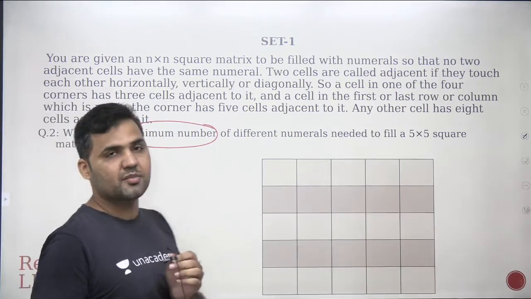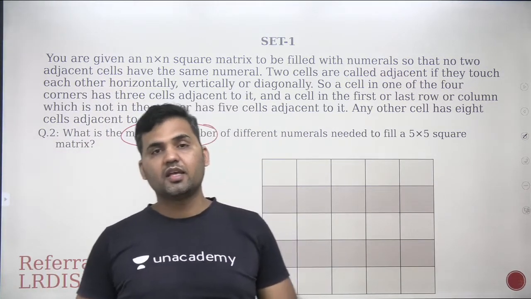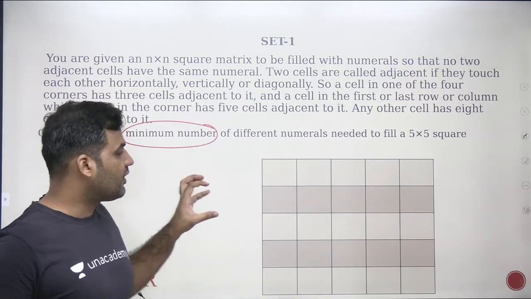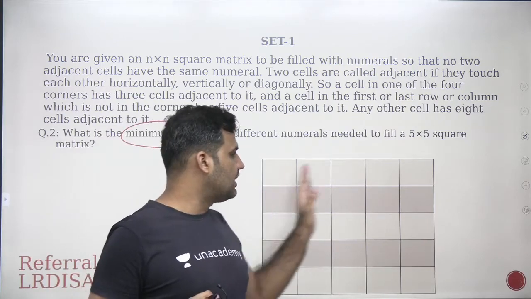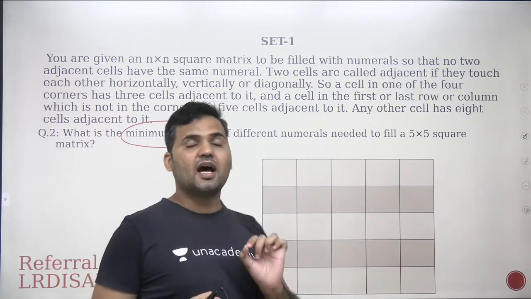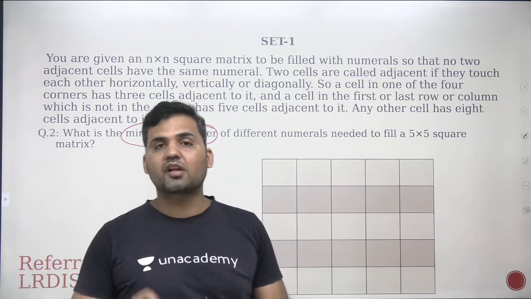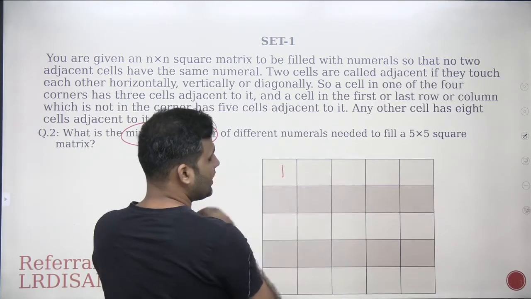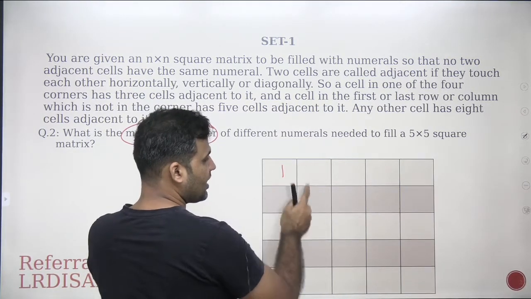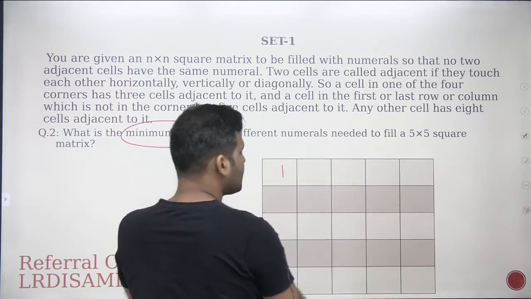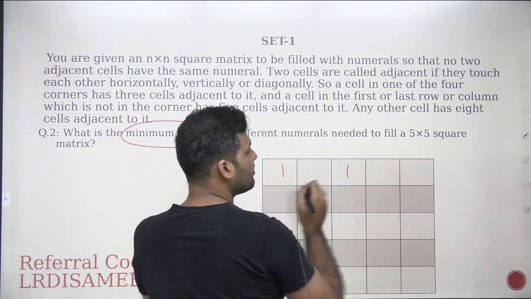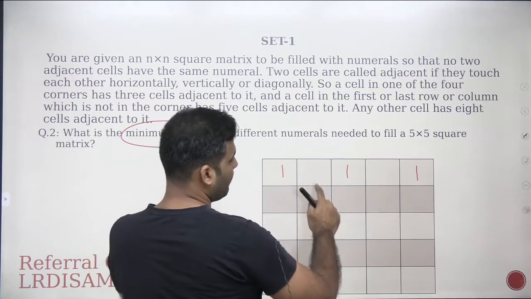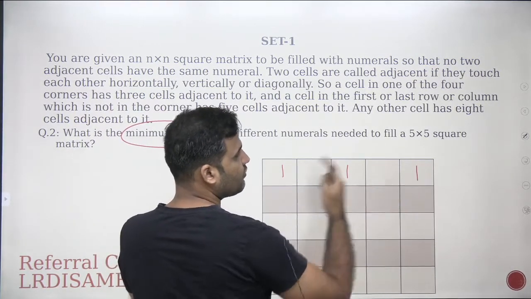possible. So the same concept, exactly the similar concept that we followed in the first question: if I want to minimize the number of numerals, right, if I want to use the minimum numbers to fill this 5 into 5 square matrix, I need to use a particular number as many times as possible. For example, if I'm using the digit 1 here, now an adjacent cell cannot have the same number. So this cell can be filled with 1, this cell can be filled with 1, right? I cannot fill 1 at these places, but I can fill 1 here, right?